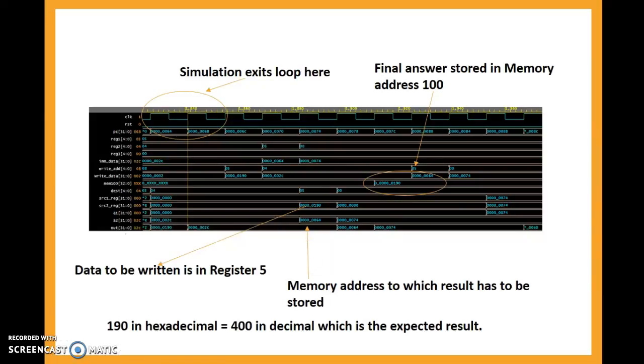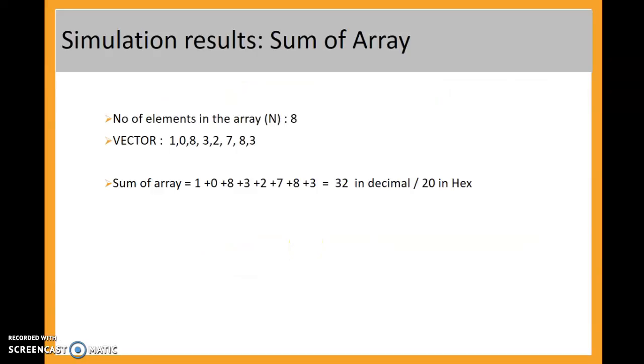So this shows that the dot product of the two vectors is being computed properly, and it is being put in the memory address 100. The proper value of the dot product is being put in the memory address which we specified. So let's look at the next program which we ran, that is the sum of array.